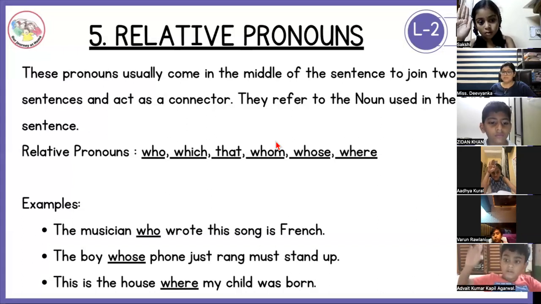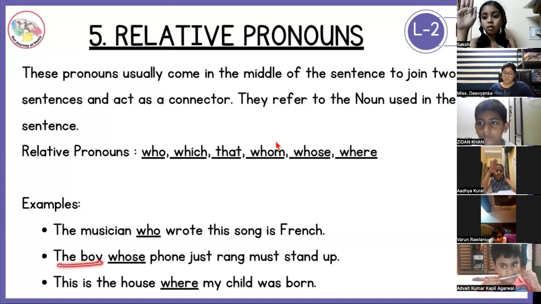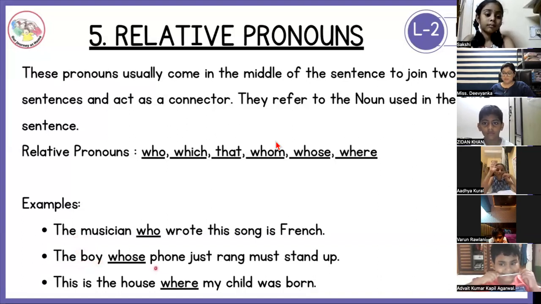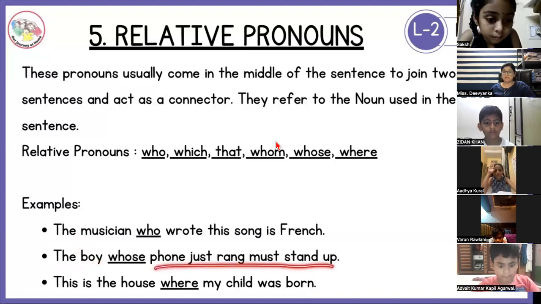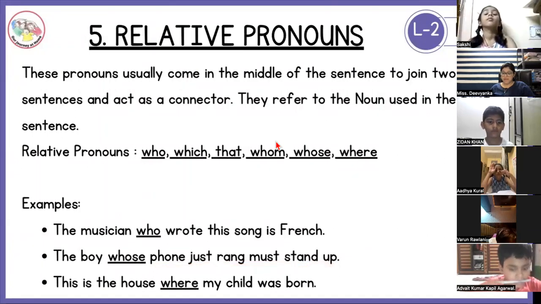Subject means the noun who is either taking the action or some action is happening to him. Ma'am, the boy. The boy. So the boy is the subject. And what was the action happening? His phone rang. And hence his teacher must have told him to stand up. Correct? So this is the action that is happening.